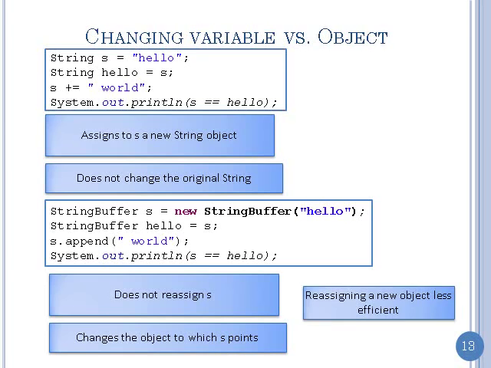And reassigning a new object is less efficient. Okay? So this thing is less efficient than that. This one's going to return false. This is going to print out true. Okay, which is what we went through.